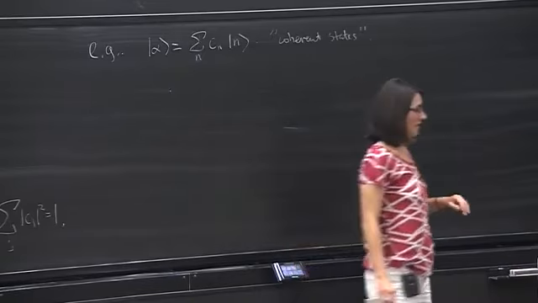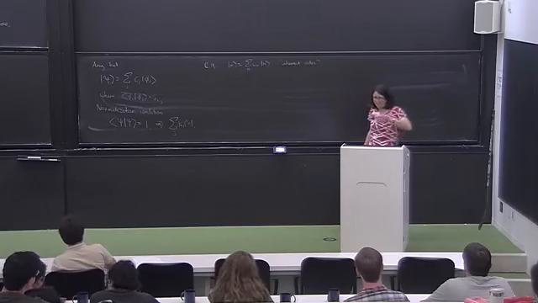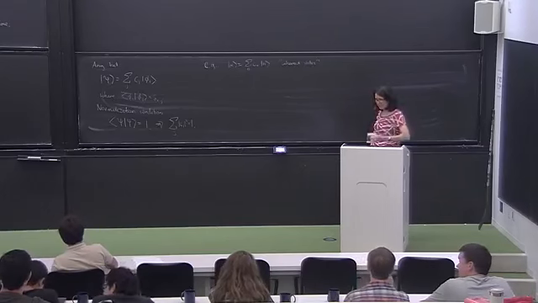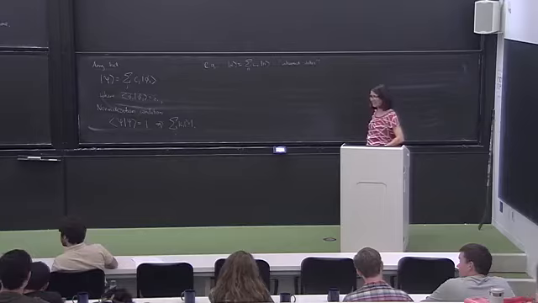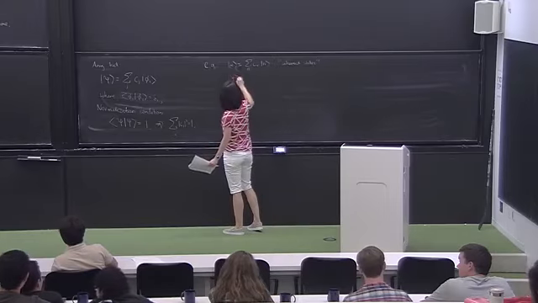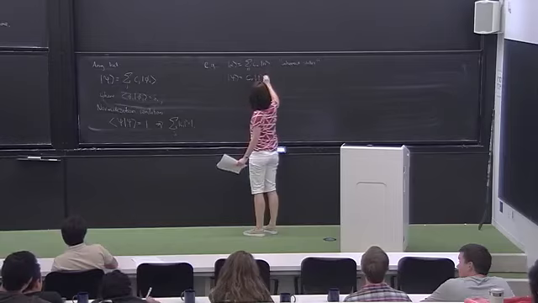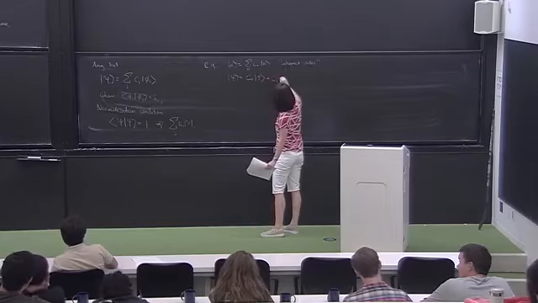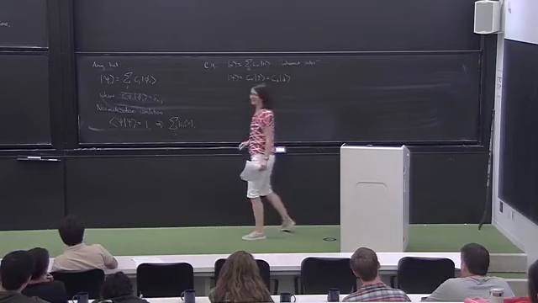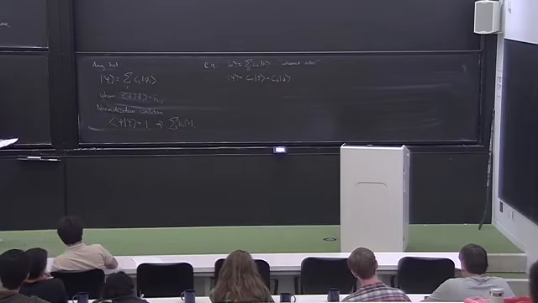I don't actually know if you have. Yeah, spin-half states. Okay, we could have something like c_up times spin up plus c_down times spin down. That's a nice coherent superposition. Okay, cool.